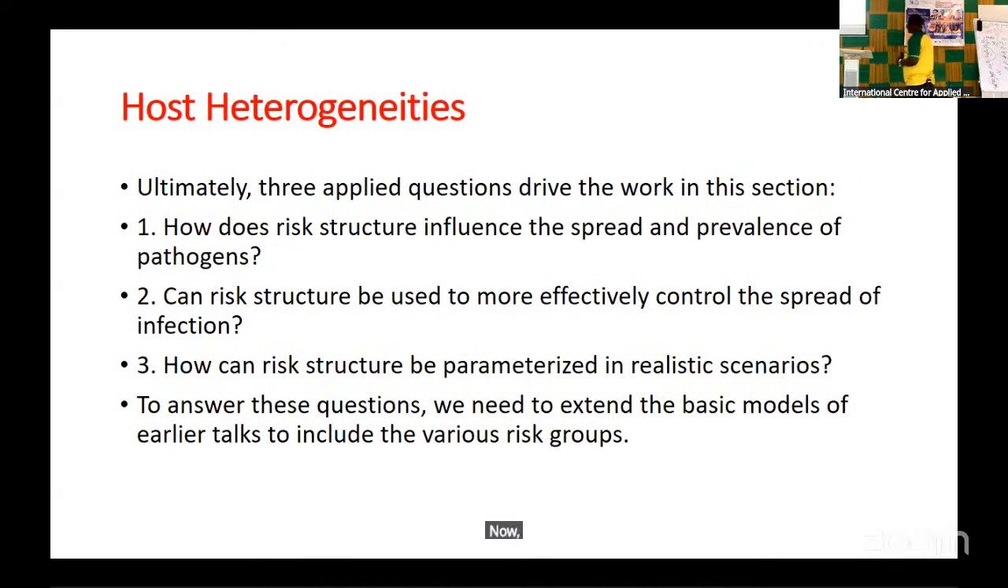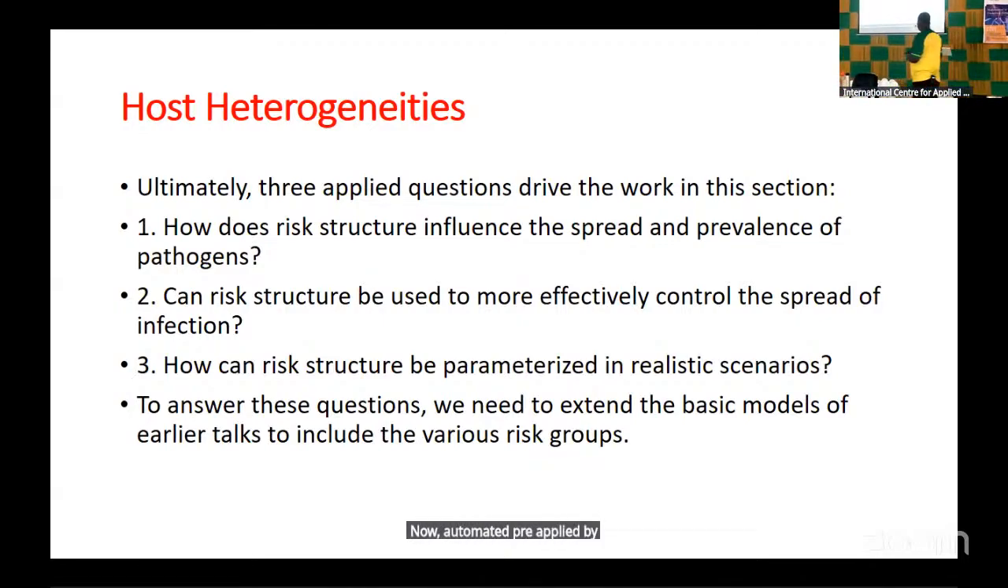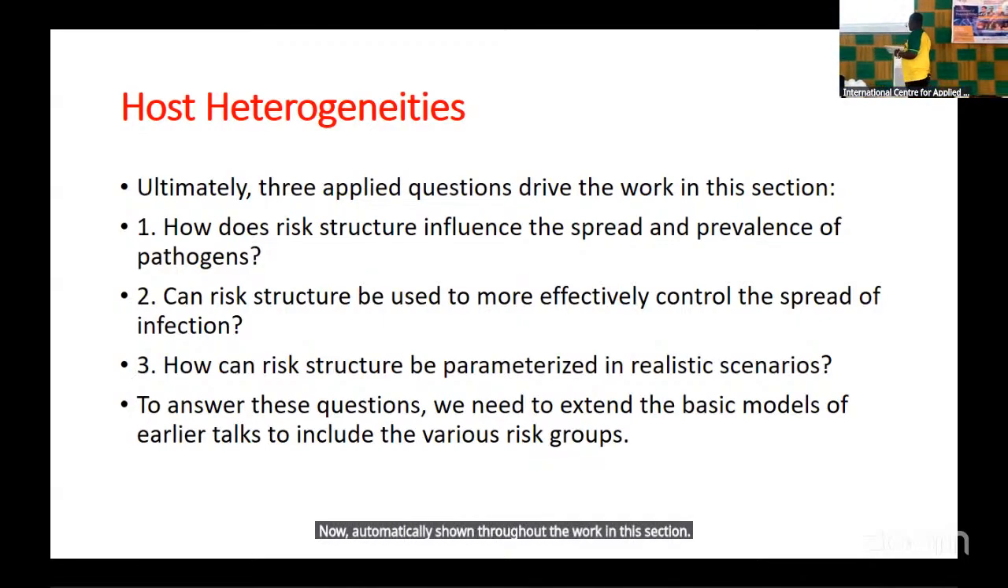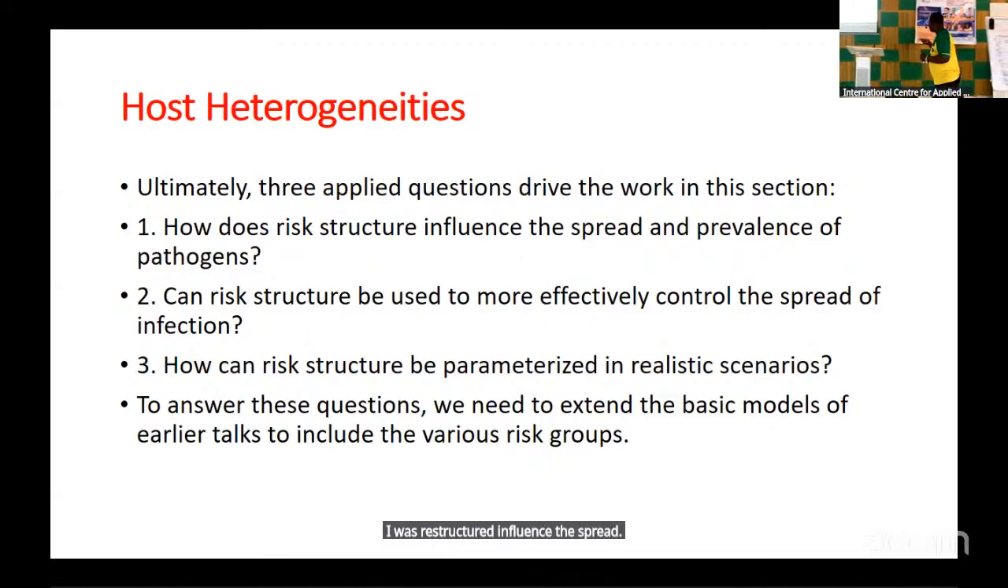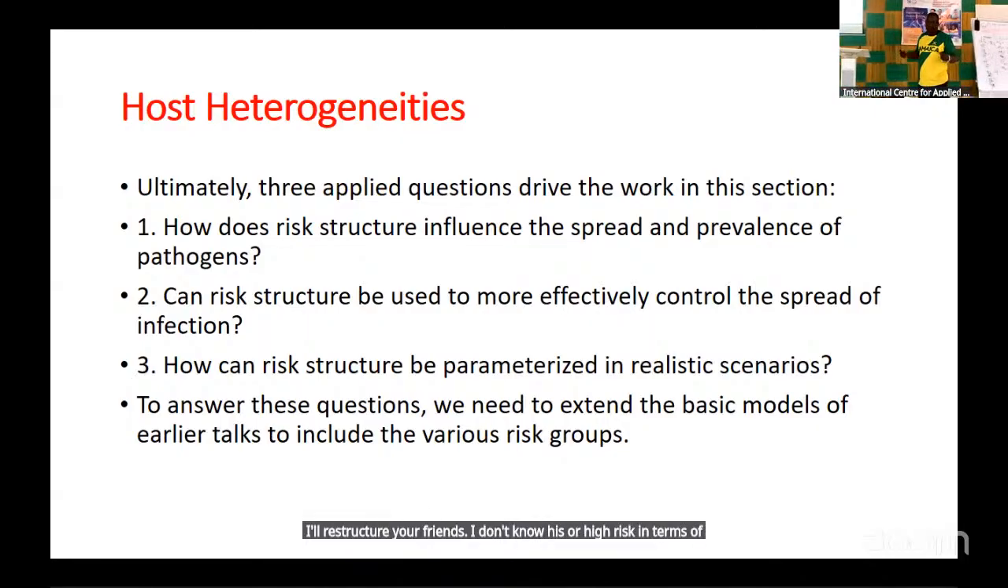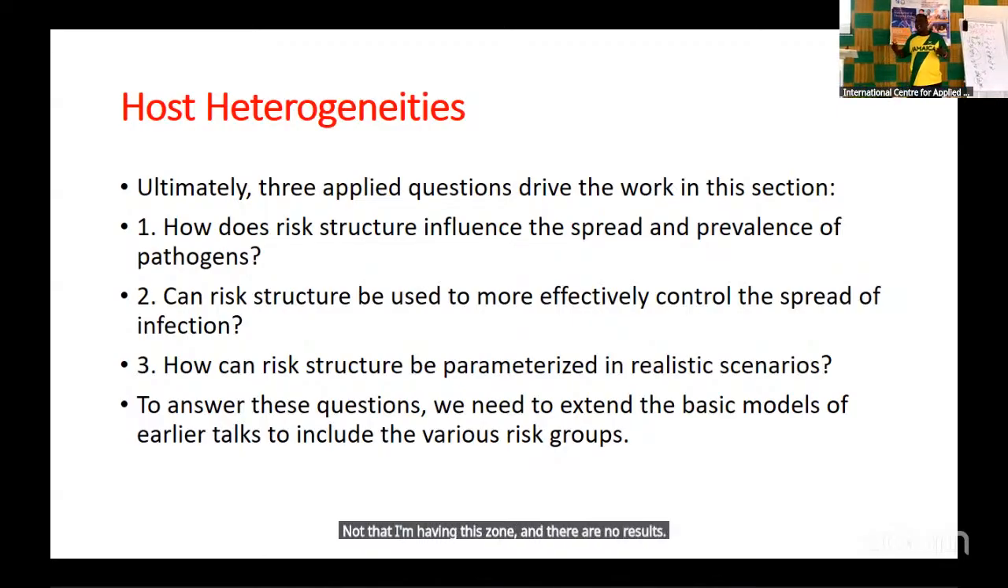Now, ultimately, three applied questions drive the work in this section. How does risk structure influence the spread and prevalence of pathogens? How does risk structure influence either low risk or high risk among STIs? And even in malaria, there are high risk zones and low risk zones. In Nigeria, there are certain locations that are low risk, and there are certain locations or states that are high risk.